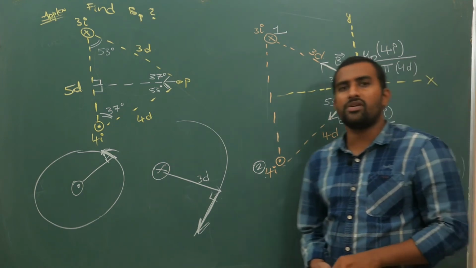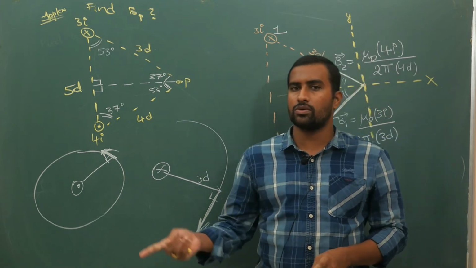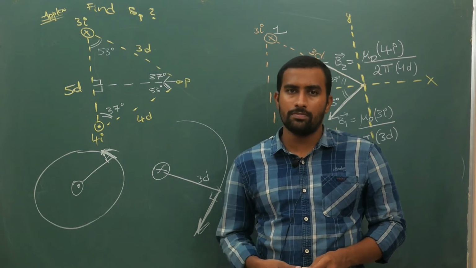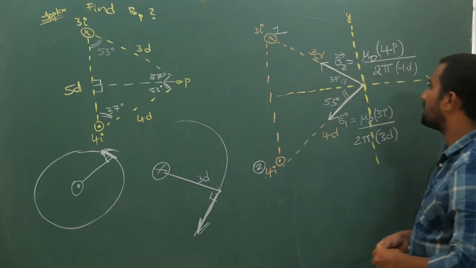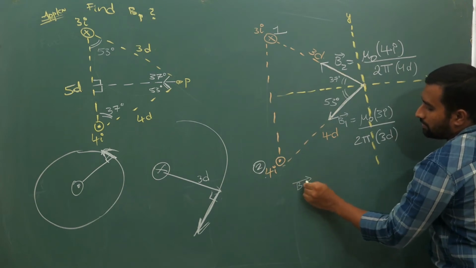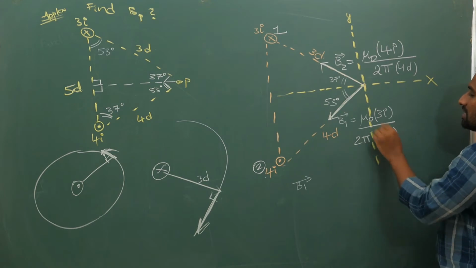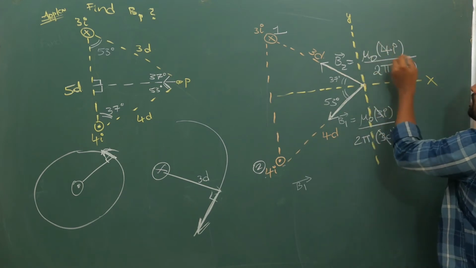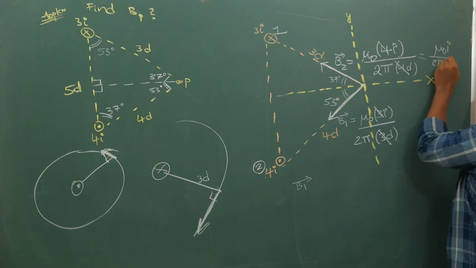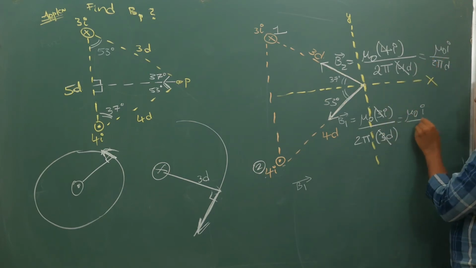Express B1 bar and B2 bar in terms of i cap and j cap. If you are unable to write the vector in terms of i cap and j cap, please do refer to my video clip on writing a vector in terms of i cap and j cap, then you will be able to write it. So here in this case, you can do it in many ways. 3 will go off, here 4 will go off. So you are getting anyhow mu naught I by 2 pi d here, and you will also get mu naught I by 2 pi d.